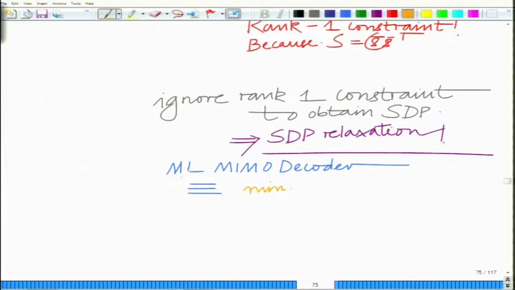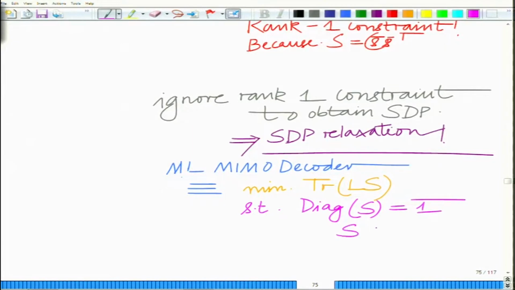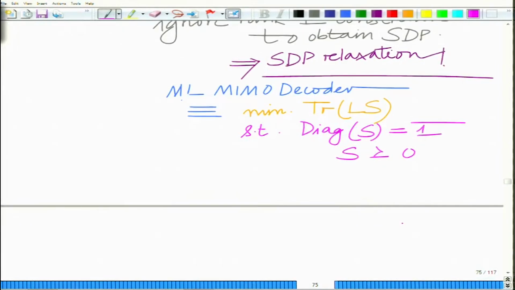minimize trace of LS, subject to the fact that diagonal S equals the matrix of ones, S is positive semi-definite, and that is it. Okay. And this yields an approximate solution.